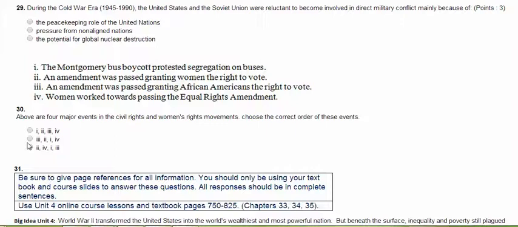And again, you're choosing one of these options. Which one shows these events happening in the correct order? 1, 2, 3, and then 4. Second option, 3, 2, 1, and then 4. Or the last option, 2, 4, 1, and then 3.